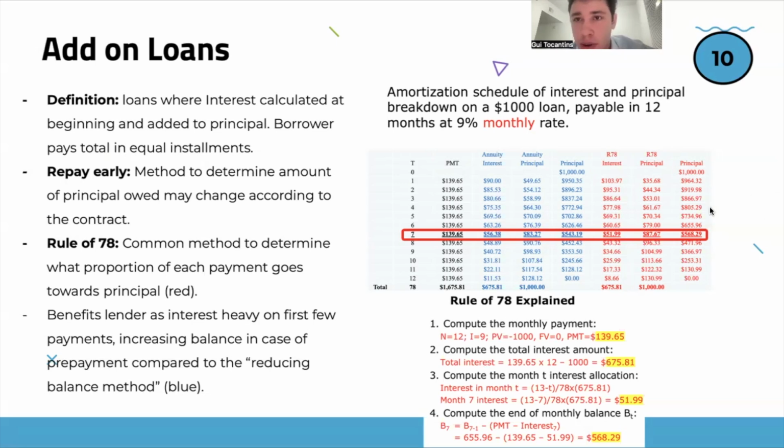That is in red here in this problem used in the textbook. So that actually benefits the lender as interest is heavy on the first few payments. If you look at the first one here compared to the reducing balance method in blue, in case of prepayment, compared to the blue one.